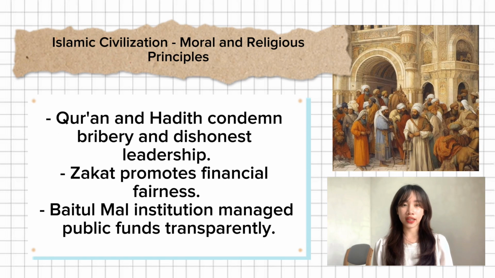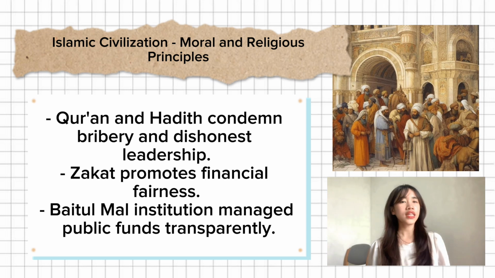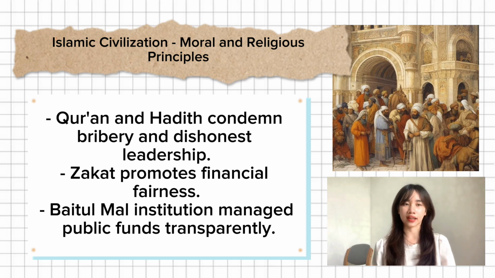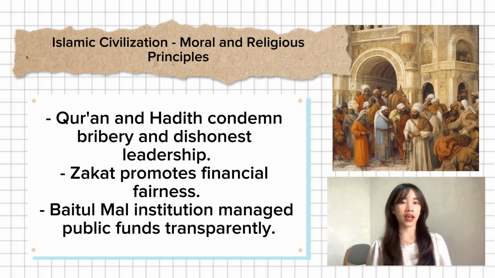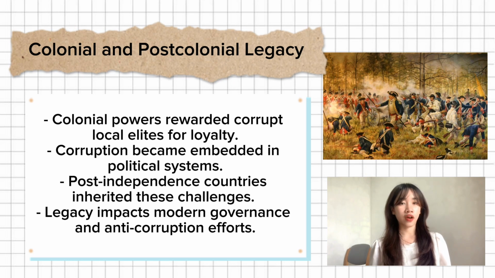During the Islamic Golden Age, corruption was strongly discouraged in religious texts. Both the Quran and Hadith condemned bribery and dishonest leadership. The Islamic concept of zakat, or mandatory charity, promoted financial fairness, while institutions like the Baitul Mal were used to manage public funds transparently. In the colonial era, corruption often became part of the political system.